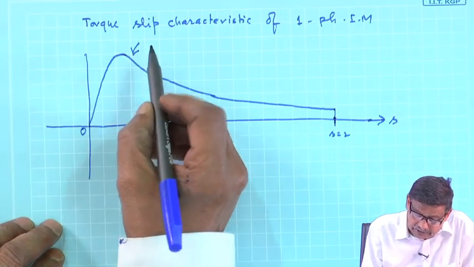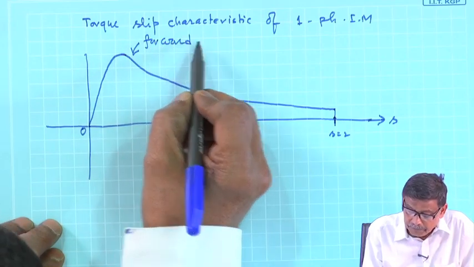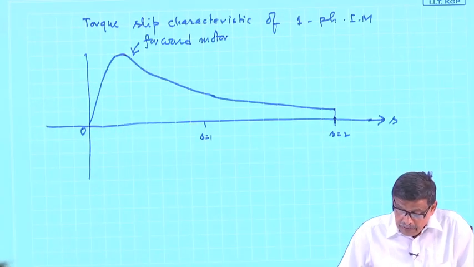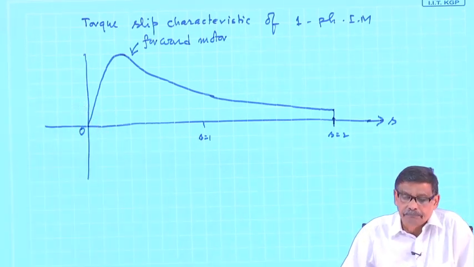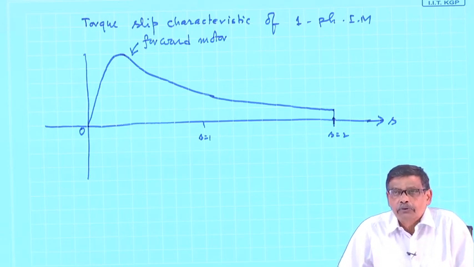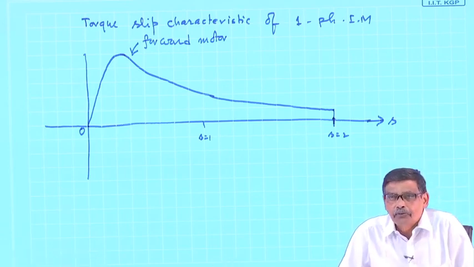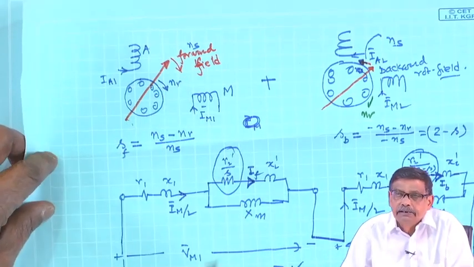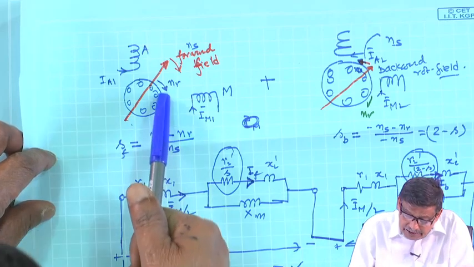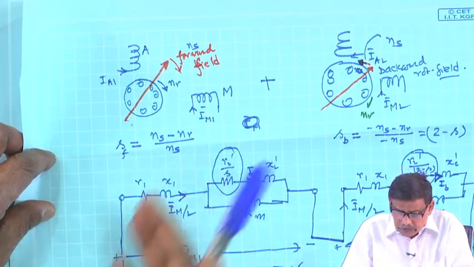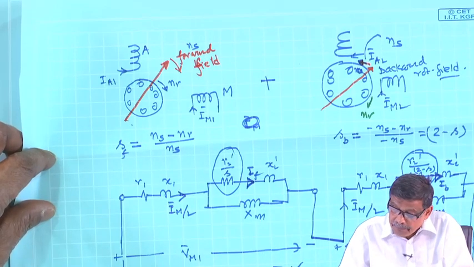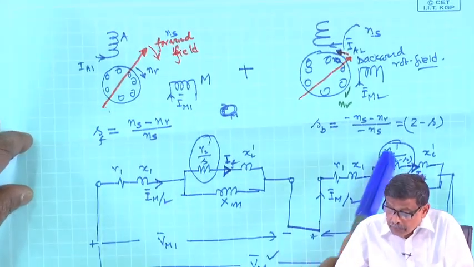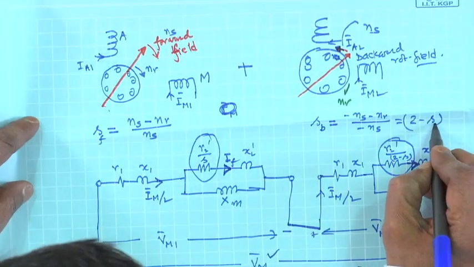Suppose this is for the forward motor, which is a two phase balanced induction motor. This is the torque slip characteristics. Suppose the machine is running at some slip s, the forward motor is running at a slip s. What is a forward field? Forward field is the one which moves along the direction of the rotation. I define the forward field that way, and its slip value is ns minus nr by ns. So, some number you get, say 0.05. Then what will be the slip of the backward motor? Backward motor slip is 2 minus s. If it is sf, this is 2 minus sf.